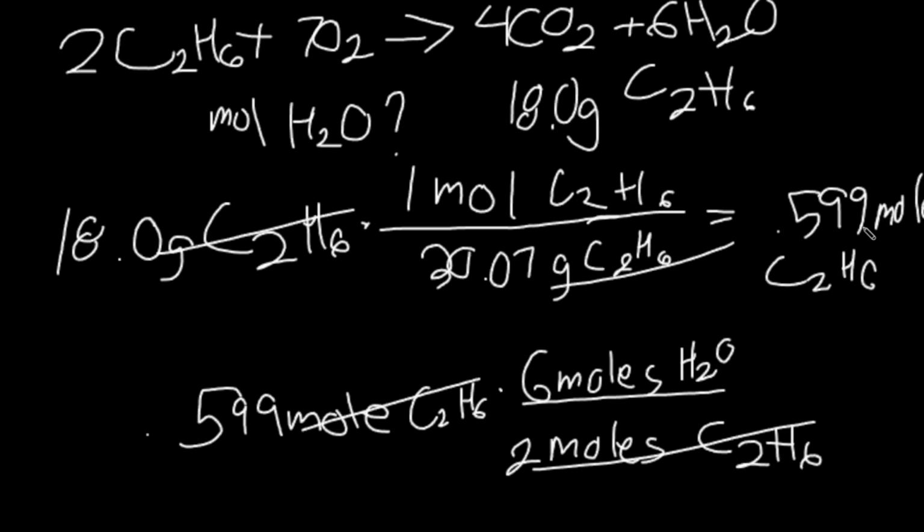It's 0.59. Using the mole ratio, which I just showed, cancel, cancel. We get 1.08 moles of, wait, let me make sure you guys see this. We get 1.08 moles of H2O if we use 18 grams of C2H6. We produce 1.08 moles of H2O following the sig figs.